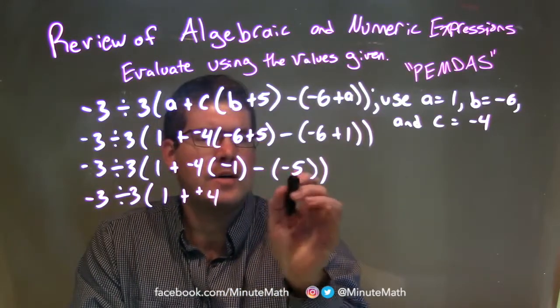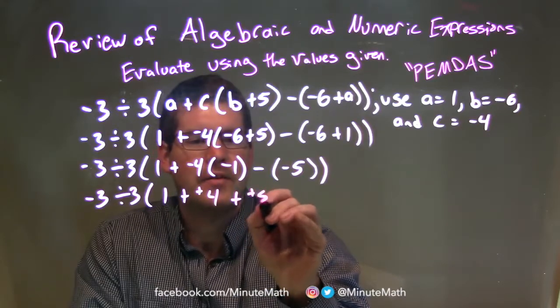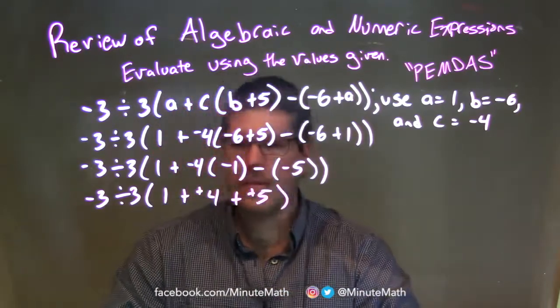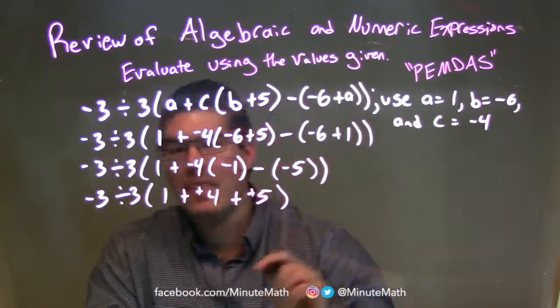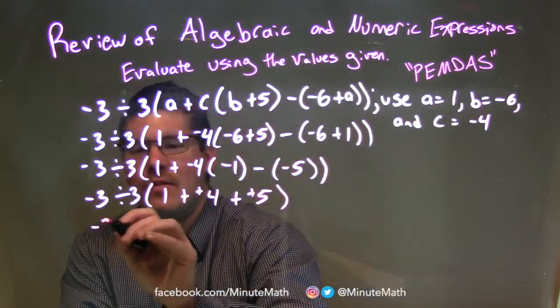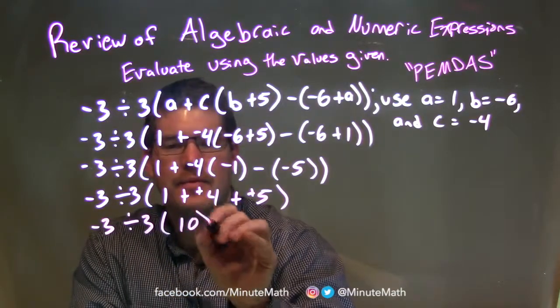And then here, subtracting a negative 5 is the same thing as adding a positive 5, so we have plus positive 5. Well now, I have 1 plus 4 plus 5 inside my parentheses. I can add them all together, and that comes out to be a 10. So we have negative 3 divided by 3 times a 10, right there.